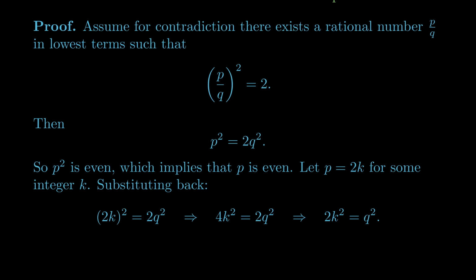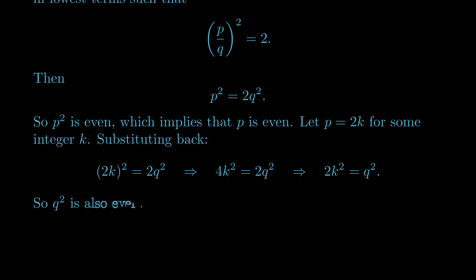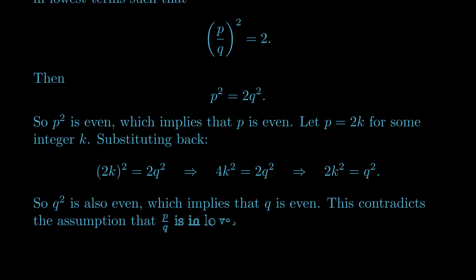So 2k squared equals q squared, so q squared is also even, but by the same argument as before, that means q is even, and we've reached a contradiction, because we assumed that p over q was in lowest terms, and if both p and q are even, then they have a common factor, meaning they're not in lowest terms. And that means our original assumption was wrong, and so there's no rational number whose square is 2.